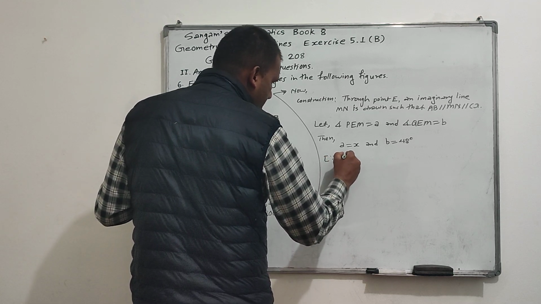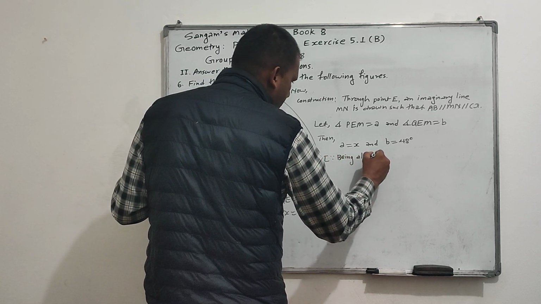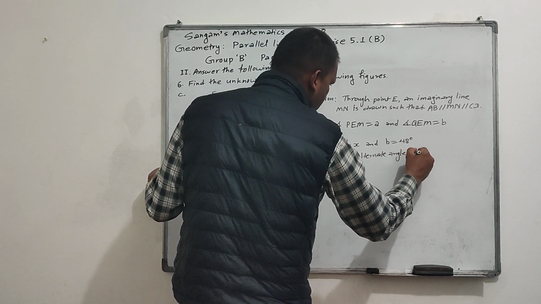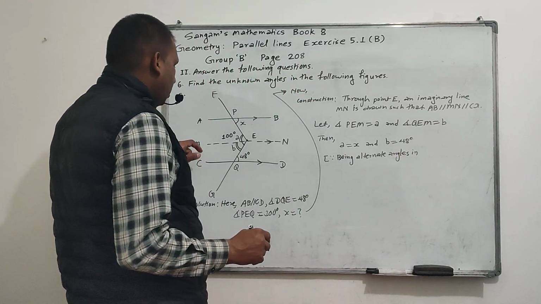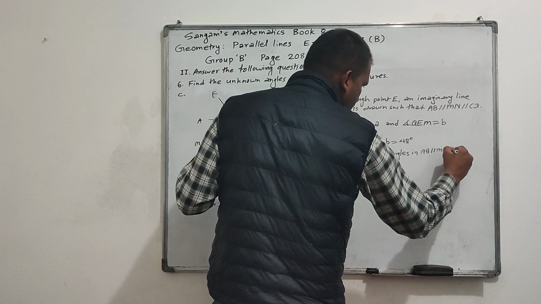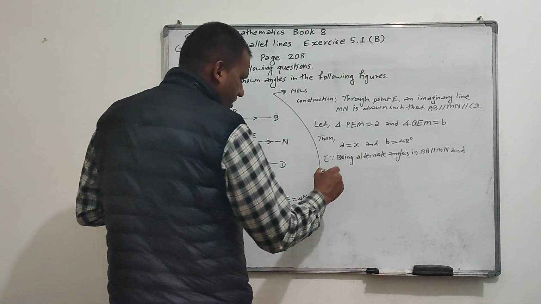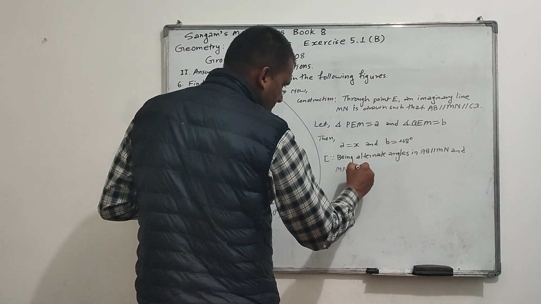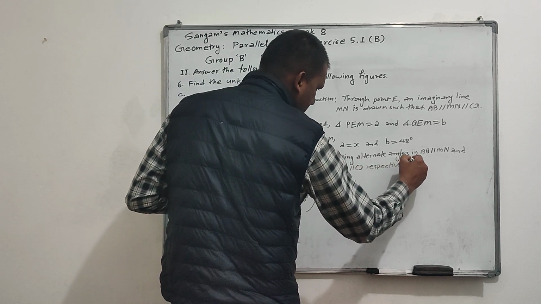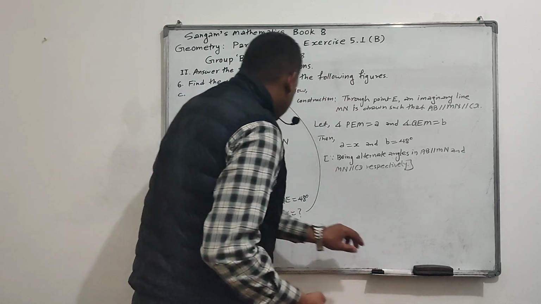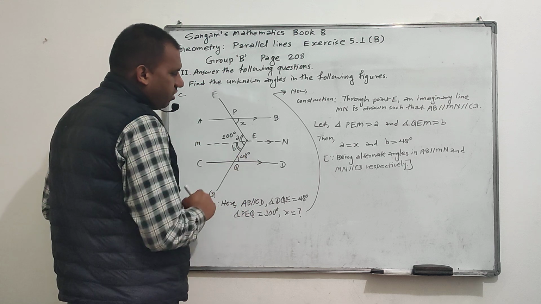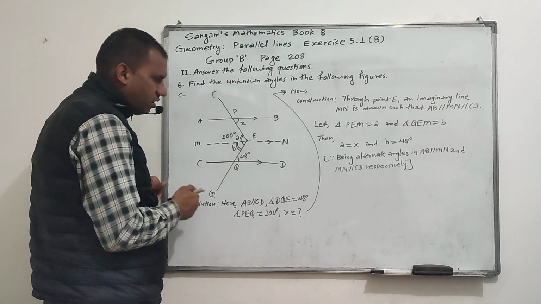because being alternate angles in AB parallel to MN and MN parallel to CD respectively. A and x are alternate angles in AB parallel to MN, and B and 48 are also alternate angles in MN parallel to CD.